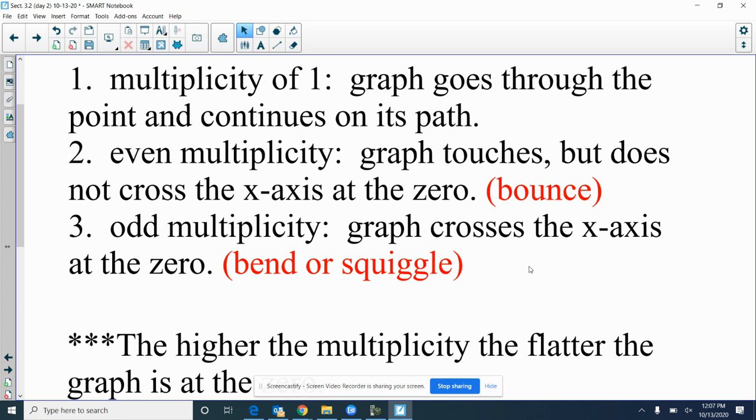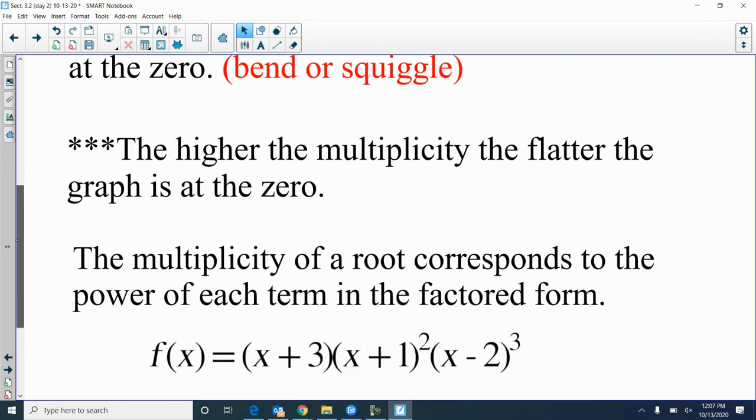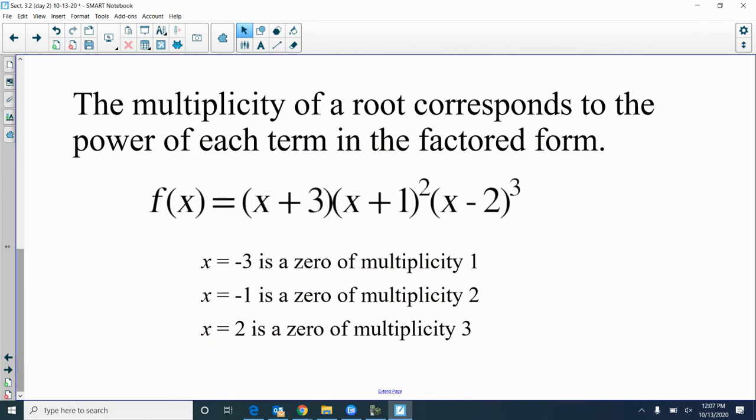Right, with multiplicity, like I said, I think it might be easier to remember from last week with an example of an equation. Multiplicity root corresponds to the power of each term in the factored form. The terms give us the zeros. The power gives you the multiplicity.